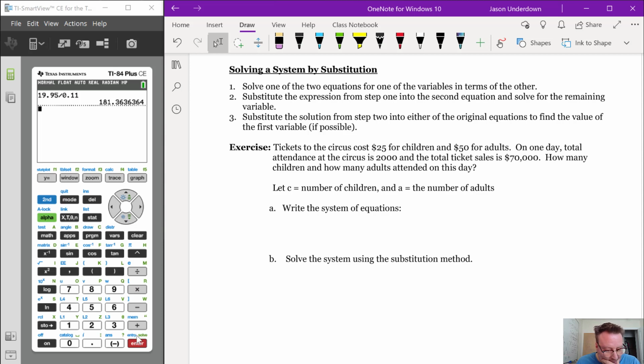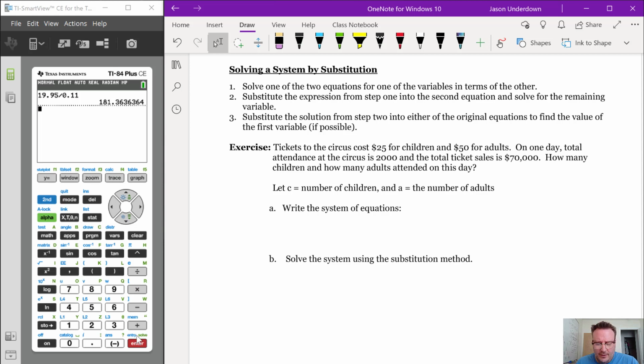So in this method, what do you do? You solve one of the two equations for one of the variables in terms of the other, and then you take that expression from step 1 and substitute it into the second equation for the remaining variable, and then substitute the solution from step 2 into either of the original equations to find the value of the first variable.